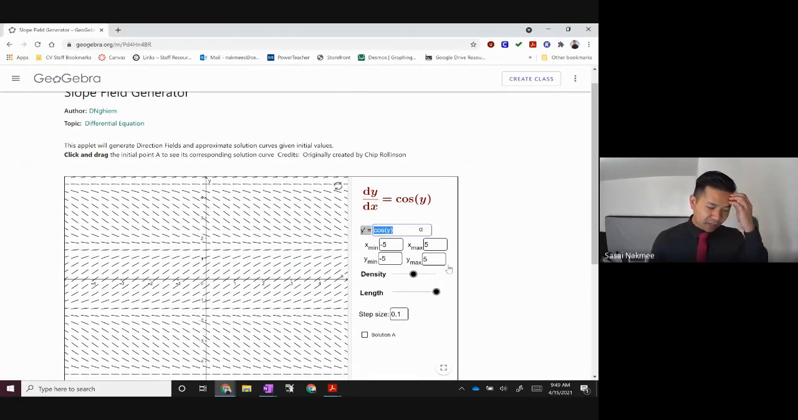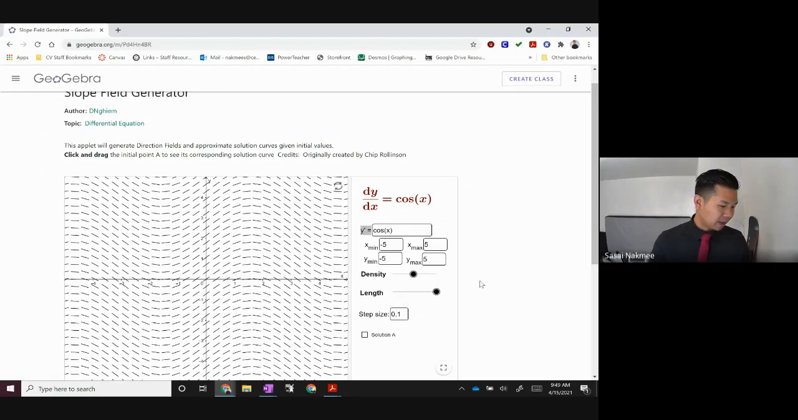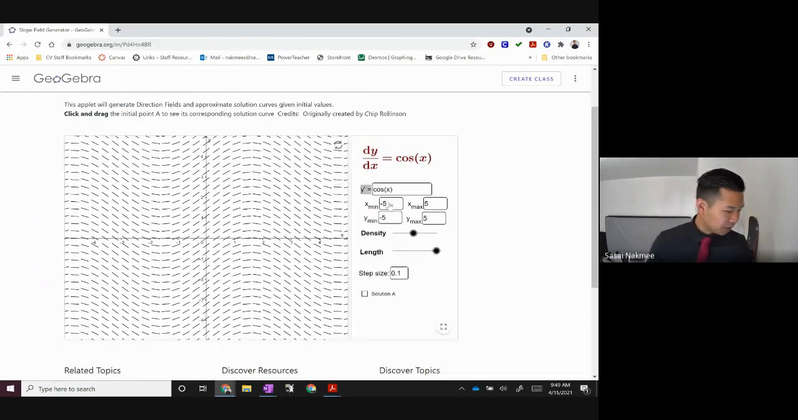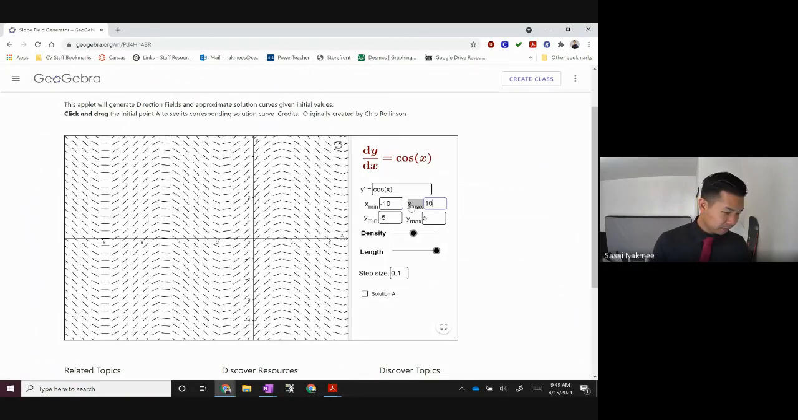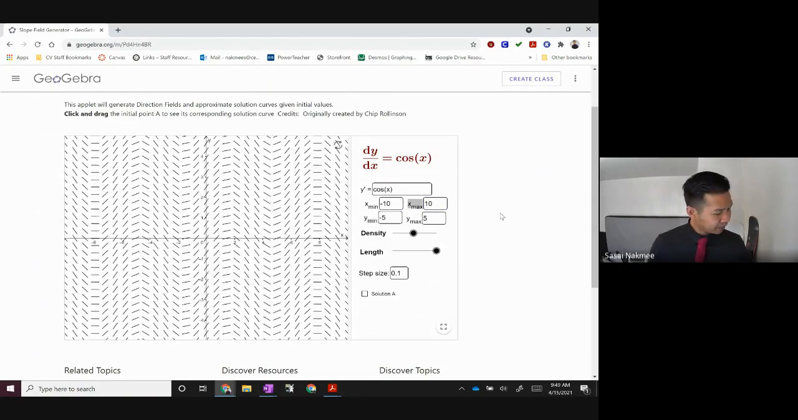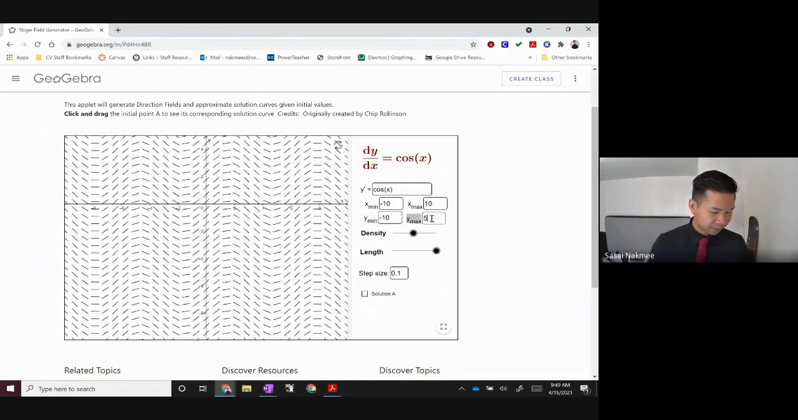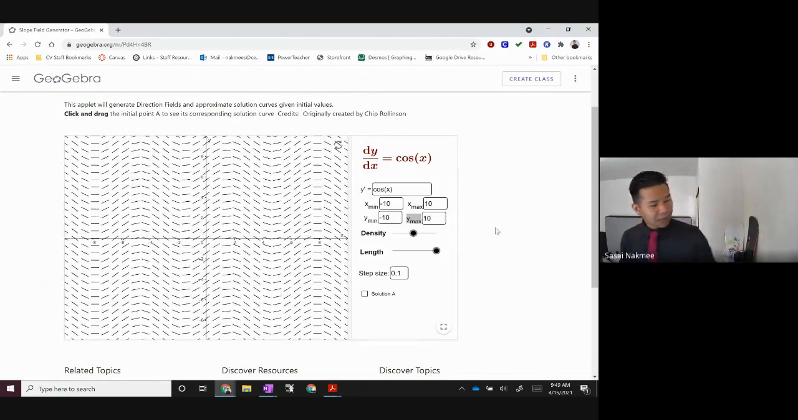So let's say instead of it being cosine of y, we're looking at cosine of x. And there it is. You can adjust your window right here. Your x window is from -5 to 5 in this case. You can make it as large or small as you want on this site. So I can go from -10 to 10, and the same thing over here, I can go from -10 to 10. And there's a slope field.